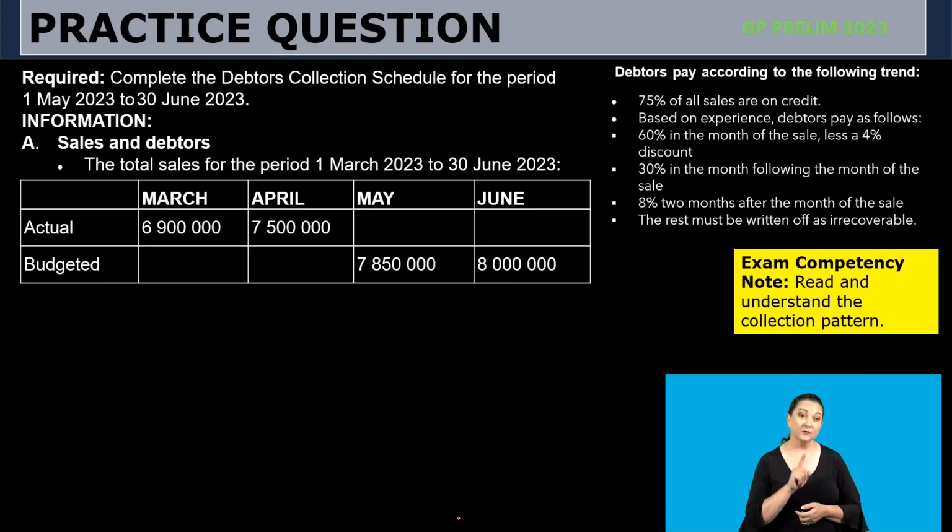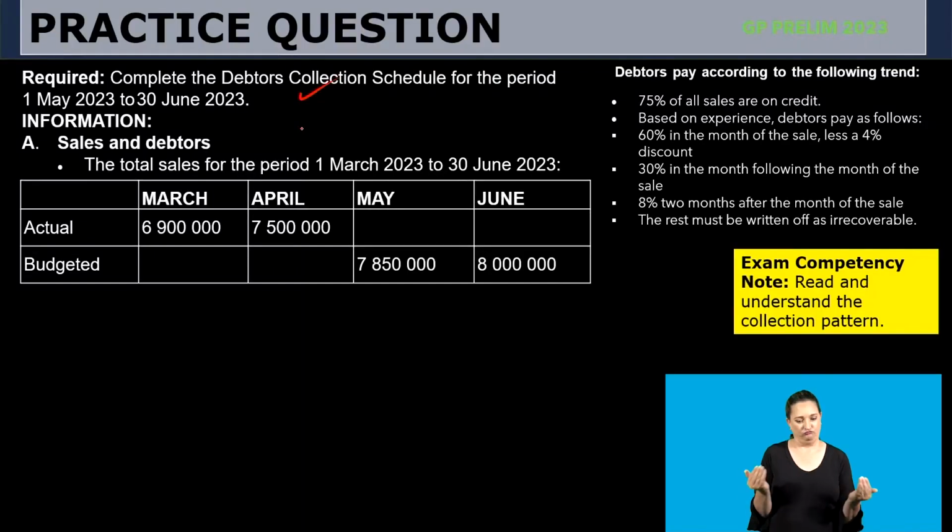Required: complete the debtors collection schedule for the period 1 May 2023 to 30 June. It is very key that you understand the demands of the examiner. Don't assume to know what the examiner wants. Read the question, understand it. And always, as I always say, when you read the question paper in the reading time, read it together with the answer book.